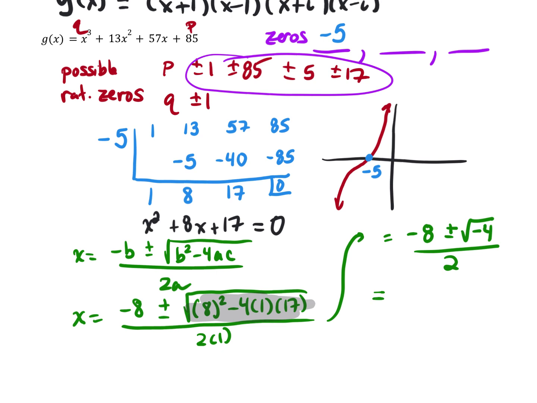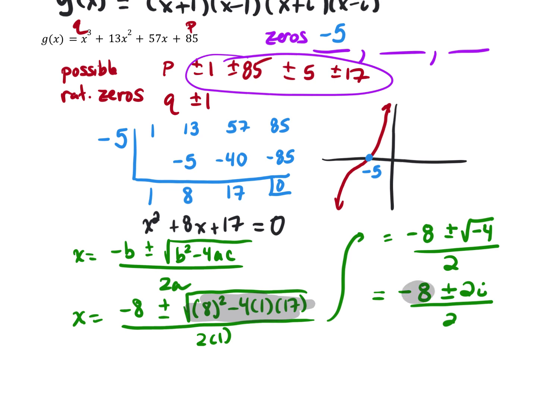Now, the square root of negative 4 obviously has an i. It is a negative square root, so it has to have the i. And the square root of 4 is just 2. So this is negative 8 plus or minus 2i over 2. i because it's negative, and then the square root of 4 is just 2.